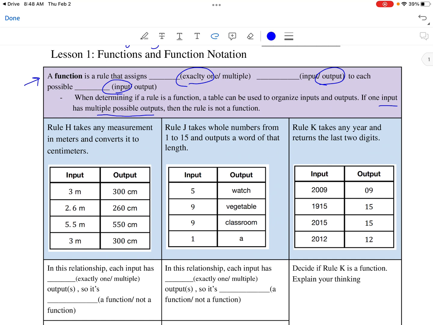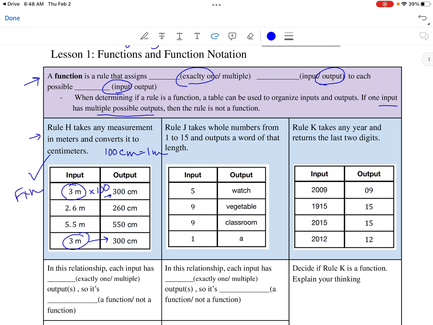So let's look at these. So we have a rule. Rule H takes any measurement in meters and converts it to centimeters. There are 100 centimeters in 1 meter, so we're multiplying each of these meter measurements by 100 to get the output, the centimeters. And here we put in 3 meters 2 times, and both times we got out the same output, centimeters. So this is a function.